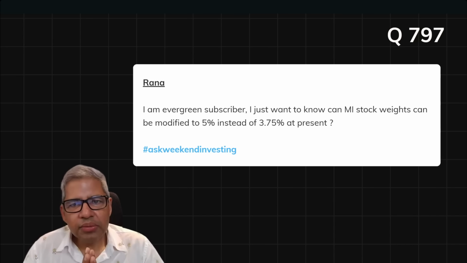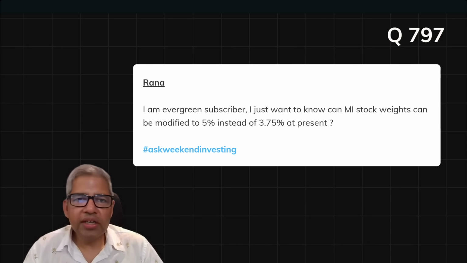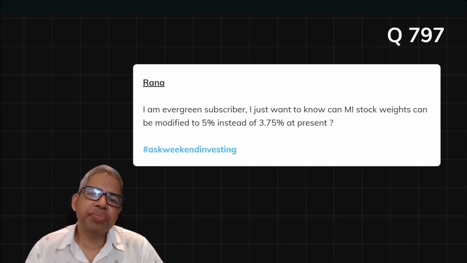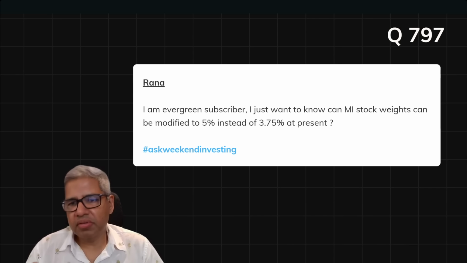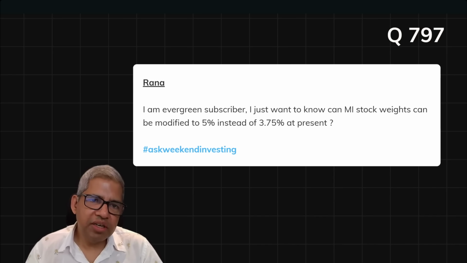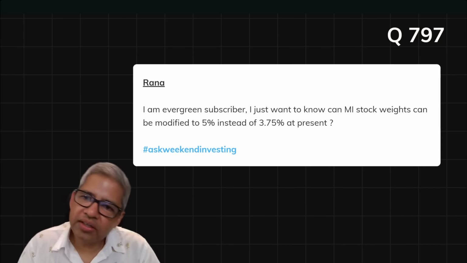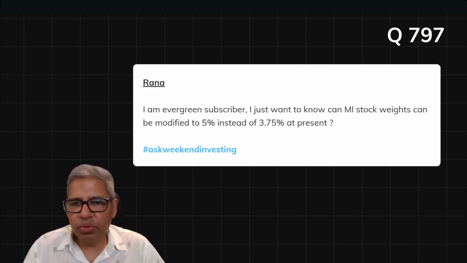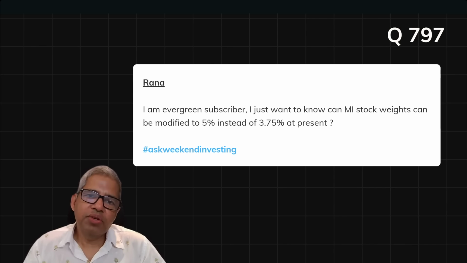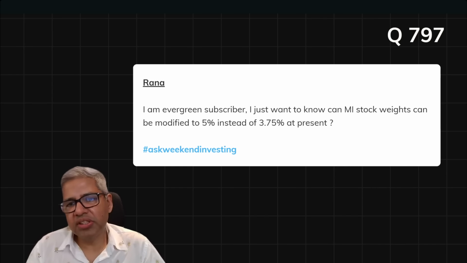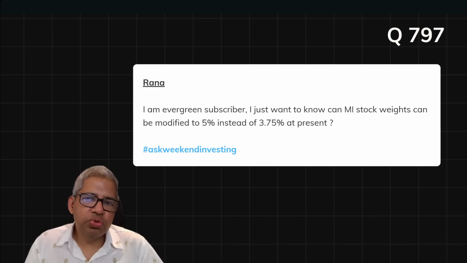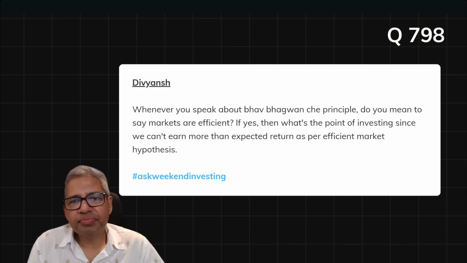Rana says, I'm an evergreen subscriber. Just want to know, can MI stock weights be modified to 5% instead of 3.75 at present? So you could again go to the customize window in the Smallcase app and customize it to whatever percentage you like. Perhaps if you remove the gold component, all of them will be nearly 5% in that case. So if you want to do that, that is also all right. But then every time you rebalance, you'll have to do that manually in the Smallcase app, which is a bit cumbersome. But if that gives you your desired outcome, go for it.